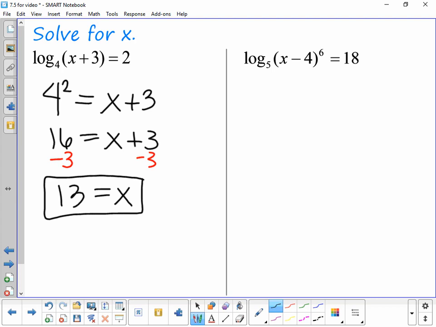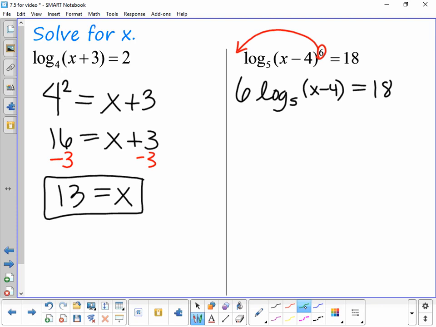One more of these. We've got log base 5 of x minus 4 being raised to the 6th power, and we have that equal to 18. As we look at this equation, you might notice that it has a 6th power. One of the properties of logs is that you can bring powers to the front as a coefficient. So this is the same as 6 times the log base 5 of x minus 4 is equal to 18.